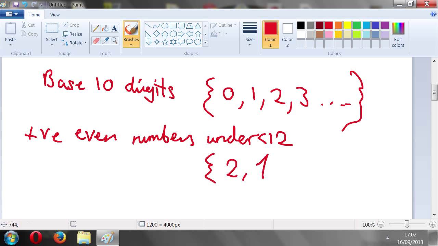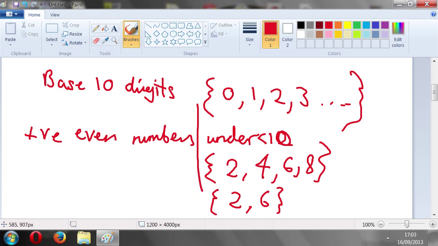So we're going to have 2, 4, 6, 8. Actually, we should probably do under 10. So we can have 2, 4, 6, 8. And then we could further say that something like 2 and 6 is a subset of that. So that's one way to look at it.